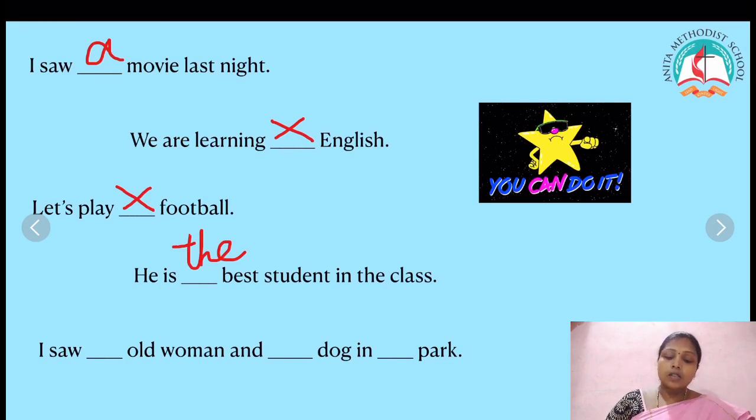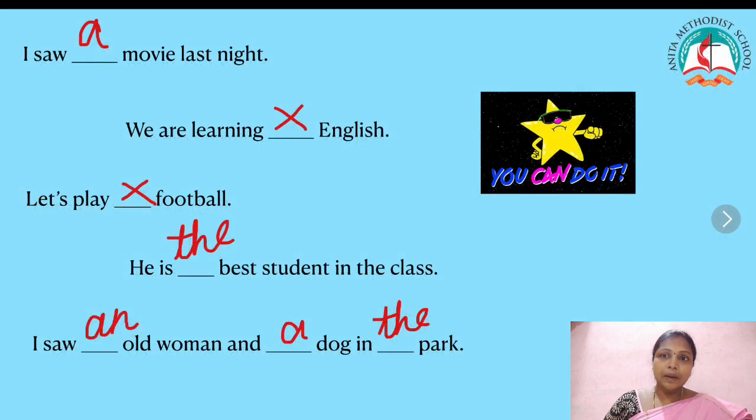The last one: I saw dash old woman and dash dog in dash park. Can we fill this sentence? Come on, children. I saw an old woman. Here, "old" starts with a vowel. The next one: and a dog in the park. Yes, very good, children. Now I hope you all have understood where to use the articles a, an and the.